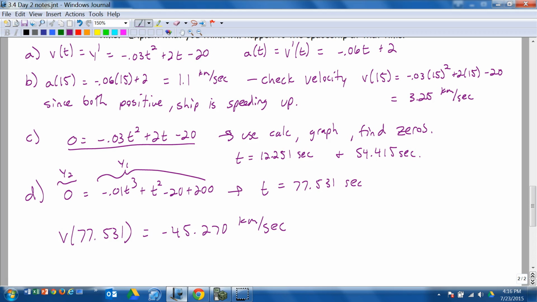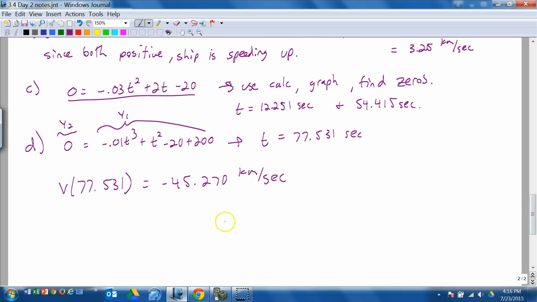So because of that, what do you guys think happens when the spaceship hits the moon? Well, it'll probably disintegrate because it's going way too fast. So again, she will crash. Alright, so those are the extra problems from 3.4.